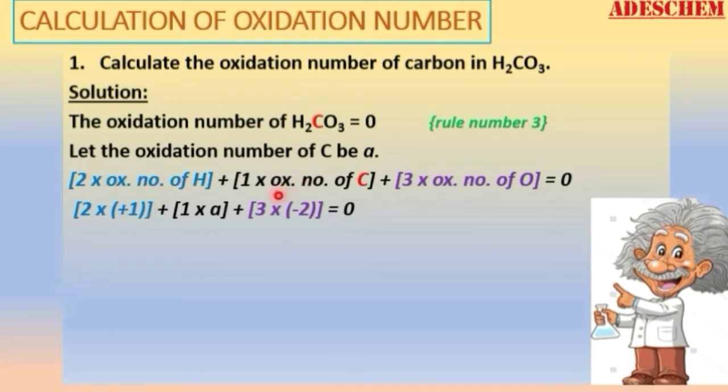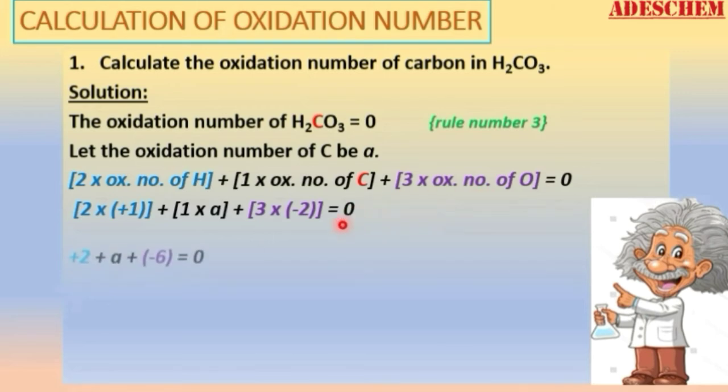We have earlier said let the oxidation number of carbon be A. So I'm going to say 1, which is the number of atoms of carbon, times A. Then we have 3 oxygen here, so we're going to say 3 times the oxidation number of oxygen. Remember that the oxidation number of oxygen is -2, except in peroxides where it is -1. Now the sum of all this is going to be equal to 0.